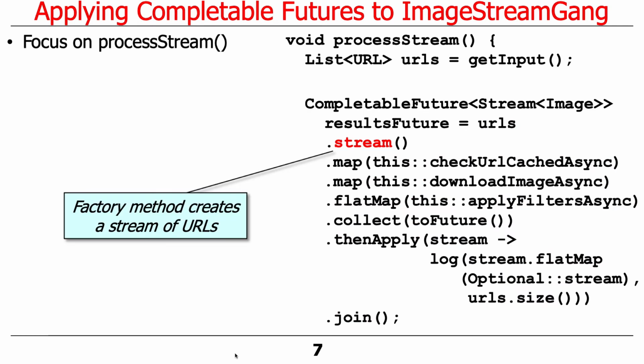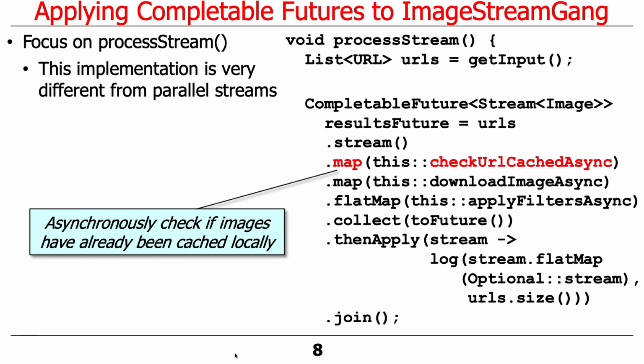First thing we do is we convert the URLs list into a stream. So now we have a stream of URLs. And at this point, things get quite different from the parallel streams version. Parallel streams version only looks superficially like what we're about to talk about. What we're going to do here is asynchronously check to see whether we've already downloaded these images. If we've already downloaded them and processed them and stuck them into a cache, we're going to ignore them, because why re-download them again? They're already there. They've already been processed. So that's where things start.